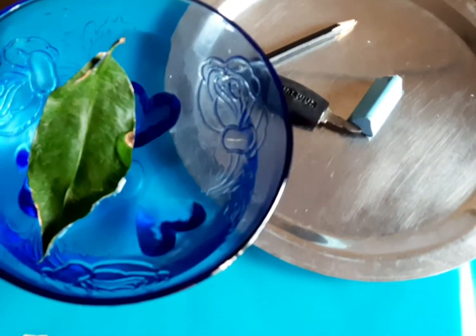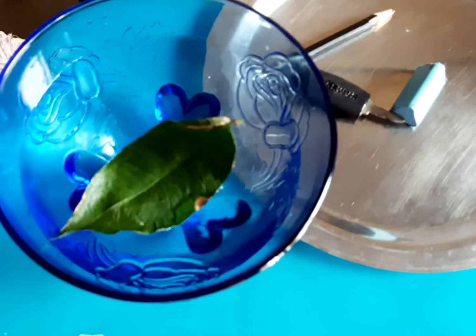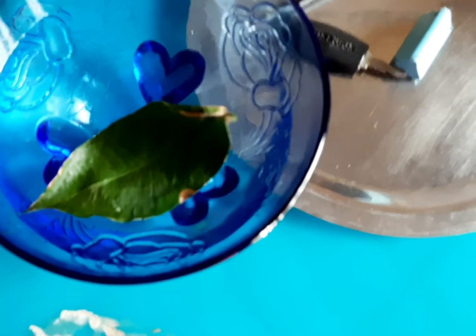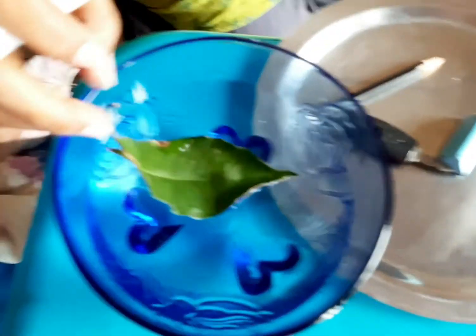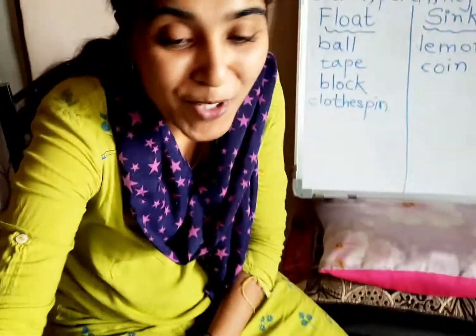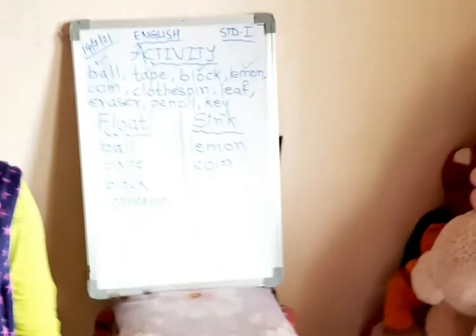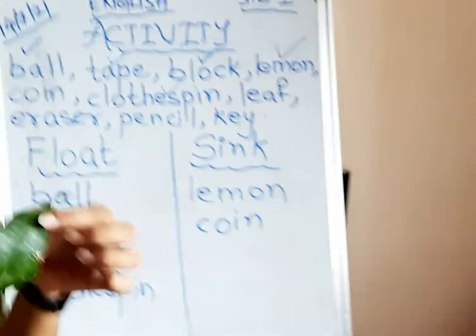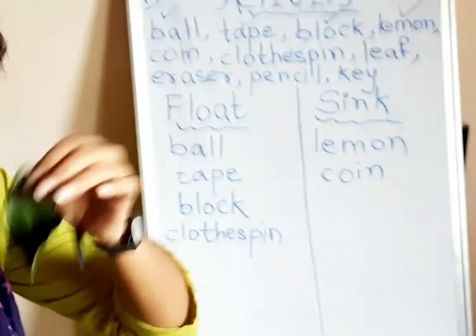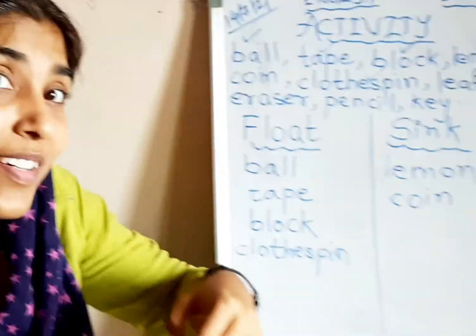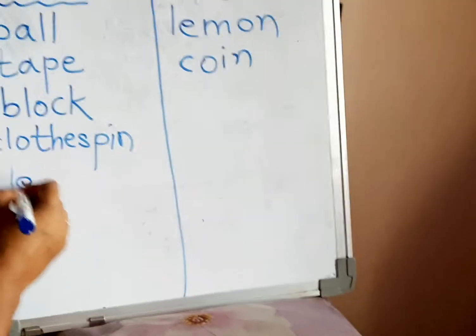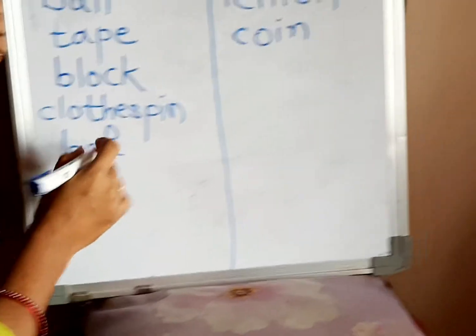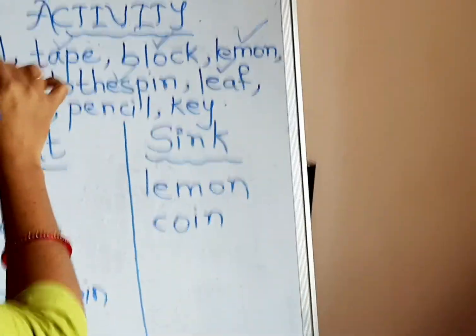So here is a leaf. I put it in water and see what is happening. It's floating like a boat. Yes, and I wish to sit on it, and I just imagine if it would have been a boat, I would have floated on water. Row, row, row your boat. Yes. So here, what happens to a leaf? Does it float on water or does it sink in water? Yes, you all are correct. It floats on water. So here I write leaf as floats on water.